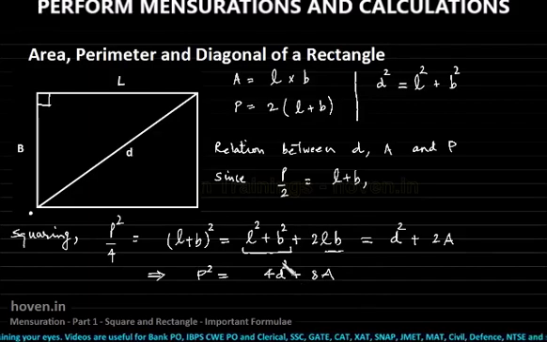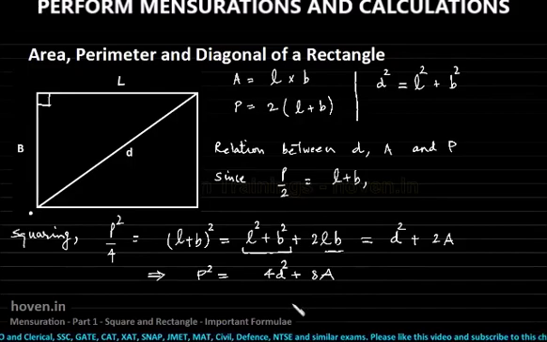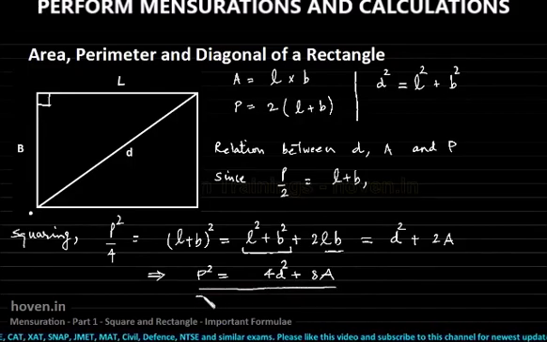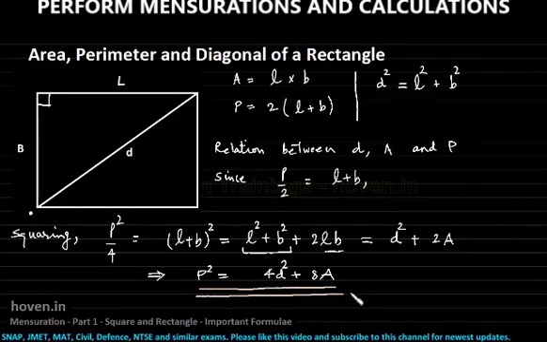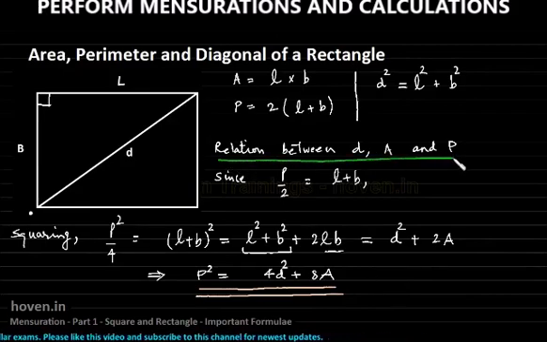This is the relationship between P, D and A of a rectangle. So, this is the relation that we have finally established between P, D and A for a rectangle. Let us now check our next property.